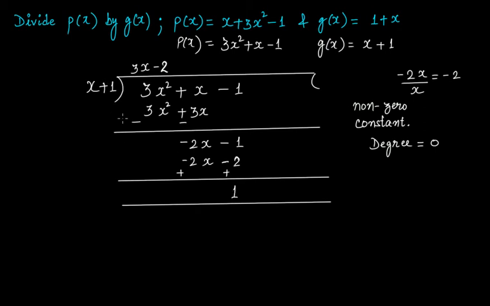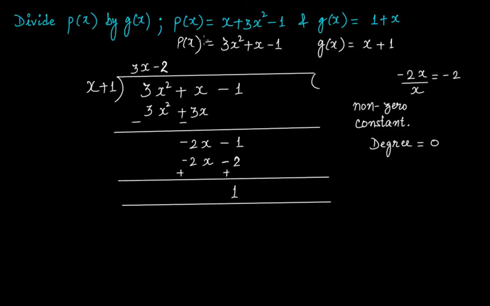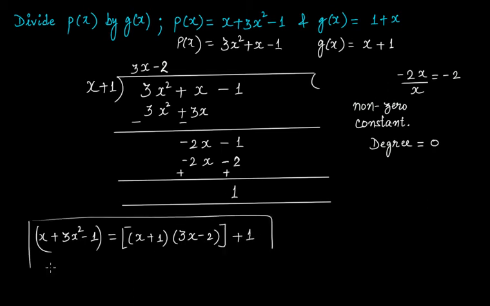Now if you have to write this in the form of Px is equal to Gx into Qx plus Rx, you'll write Px is x plus 3x squared minus 1, and this is equal to, what's Gx? Gx is x plus 1. What's Qx? Qx is 3x minus 2. What's the remainder? That is 1. So this is your representation in the form of dividend is equal to divisor into quotient plus remainder.